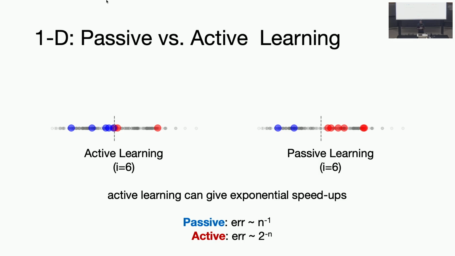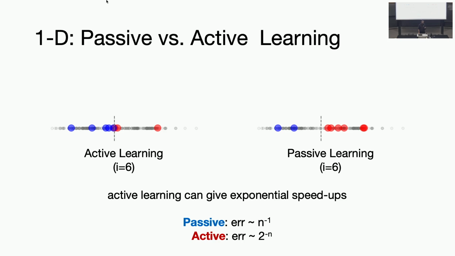And in fact, active learning can give exponential speedups. The passive strategy will reduce the error proportional to 1 over n, whereas an active strategy can reduce the error proportional to 2 to the minus n, so an exponential speedup in comparison to just the normal passive strategy.